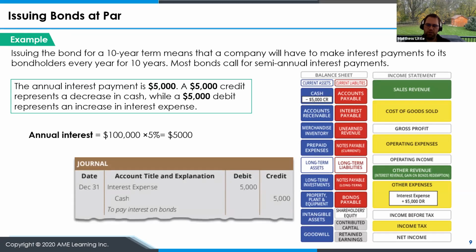So say we issued it January 1st, every December 31st, we're paying the interest off. We would reduce our cash, a credit for $5,000, and debit our interest expense for the same $5,000.